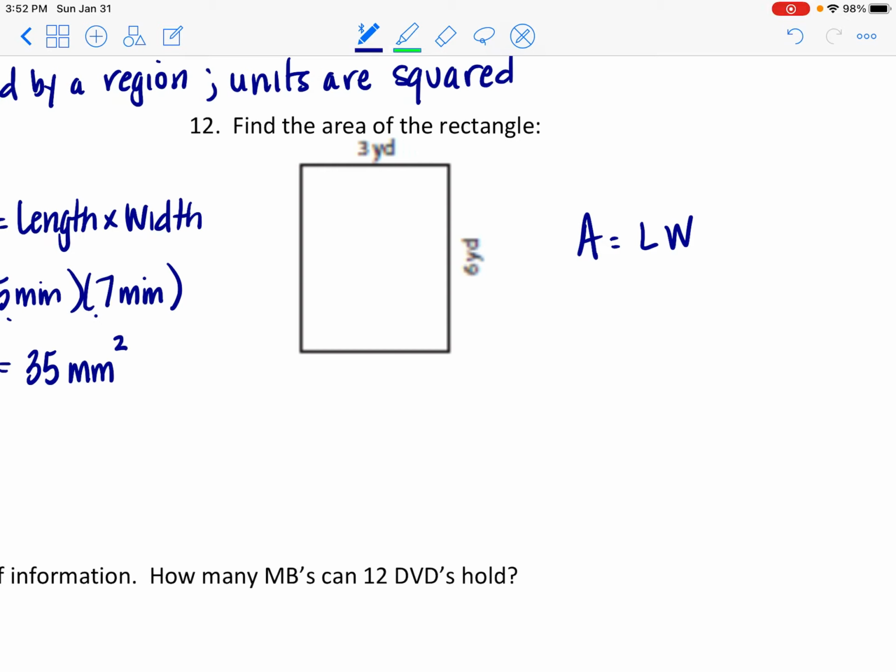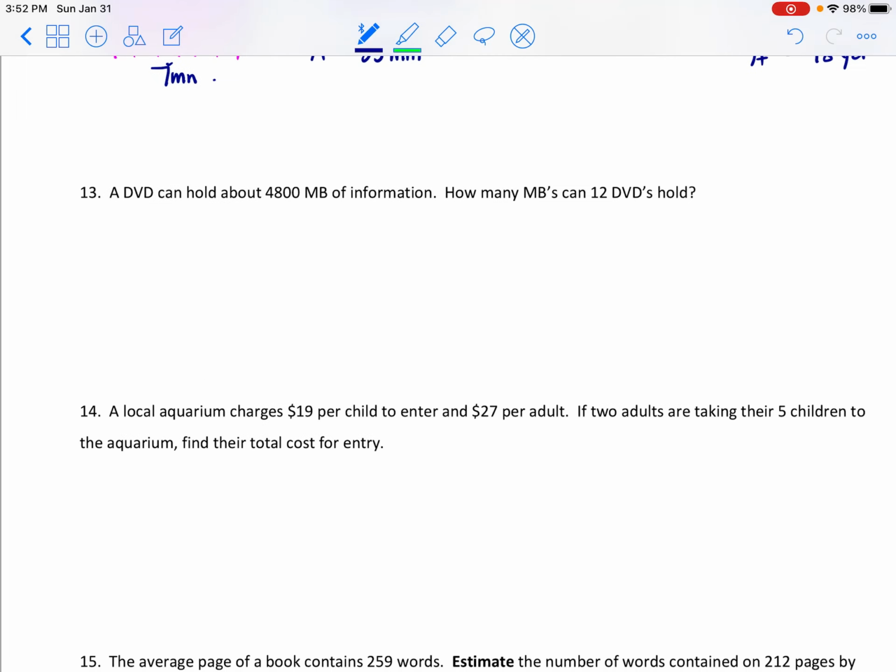So I'm just going to say this is going to be 3 yards multiplied by 6 yards. And the 3 times the 6 is going to be 18. And that's going to be yards squared. So this area would be 18 yards squared, okay?